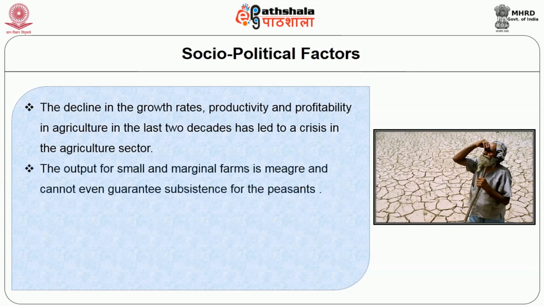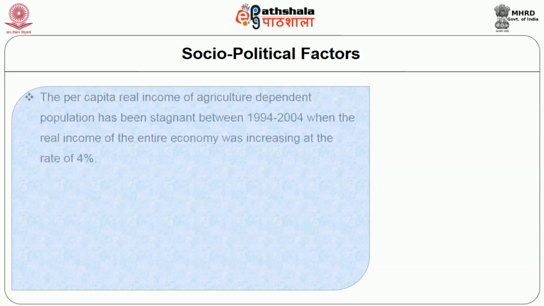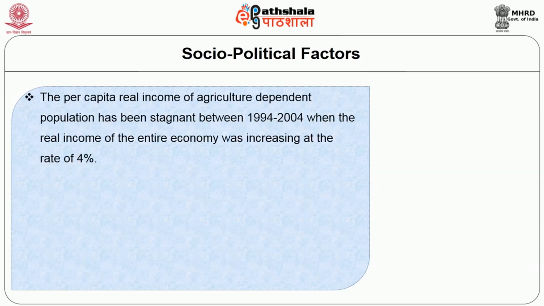The output for small and marginal farms is meager and cannot even guarantee subsistence for the peasants. The recent increase in farmer suicides in different states confirms widespread distress in the agriculture sector. Sainath has explored and established the structural factors underlying the crisis which leads to farmer suicide. The per capita real income of the agriculture-dependent population was stagnant between 1994 and 2004, when the real income of the entire economy was increasing at the rate of 4%.